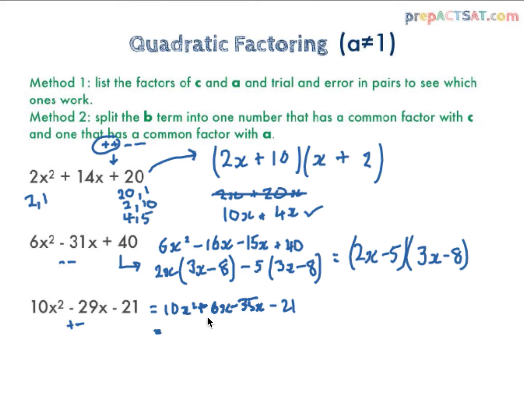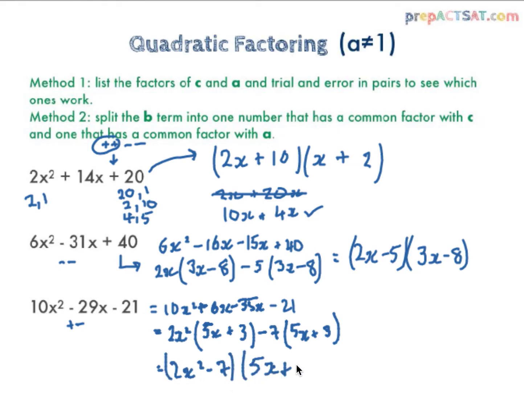Okay, so the common factor between 10x squared and 6x is just 2x. So then I've got 5x from this term and 3. Sorry, that 5 is looking like a 3. There we go. And then from here I'm going to factor out negative 7 as my common factor, 5x plus 3. There you go. So that's 2x minus 7 times 5x plus 3. Perfect.